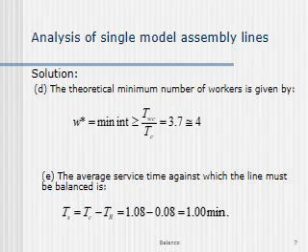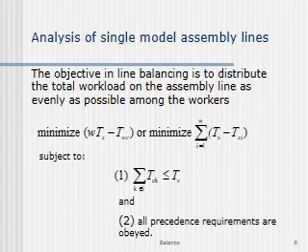Next is the theoretical minimum number of workers. How do we calculate the theoretical workers required? This is TWC divided by TC, which is 3.7, so approximately 4 workers are required. Then the average service time against which the line must be balanced: TS equals TC minus TR, equal to 1.08 minus 0.08, which is approximately 1 minute. The objective in line balancing is to distribute the total workload; some conditions are given, to minimize and minimize.